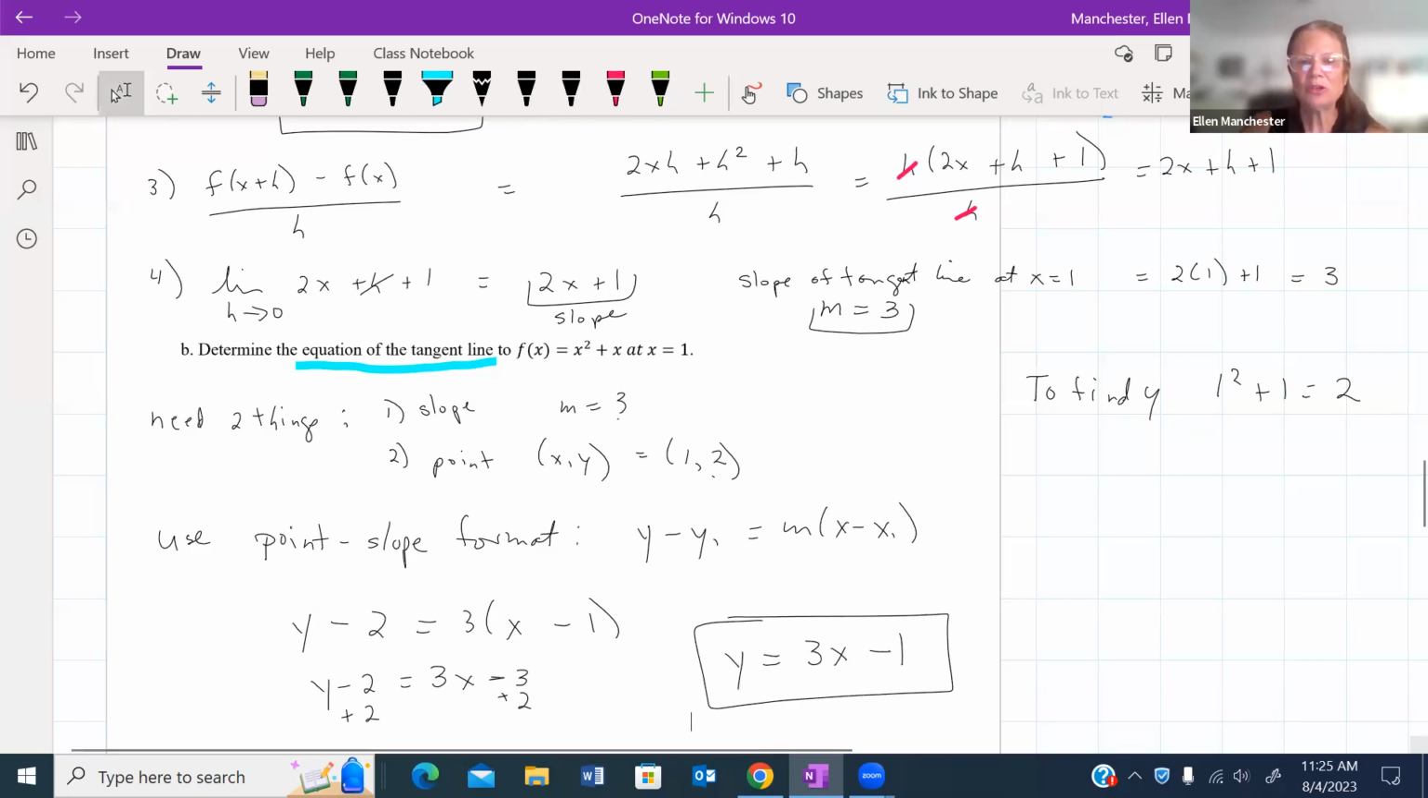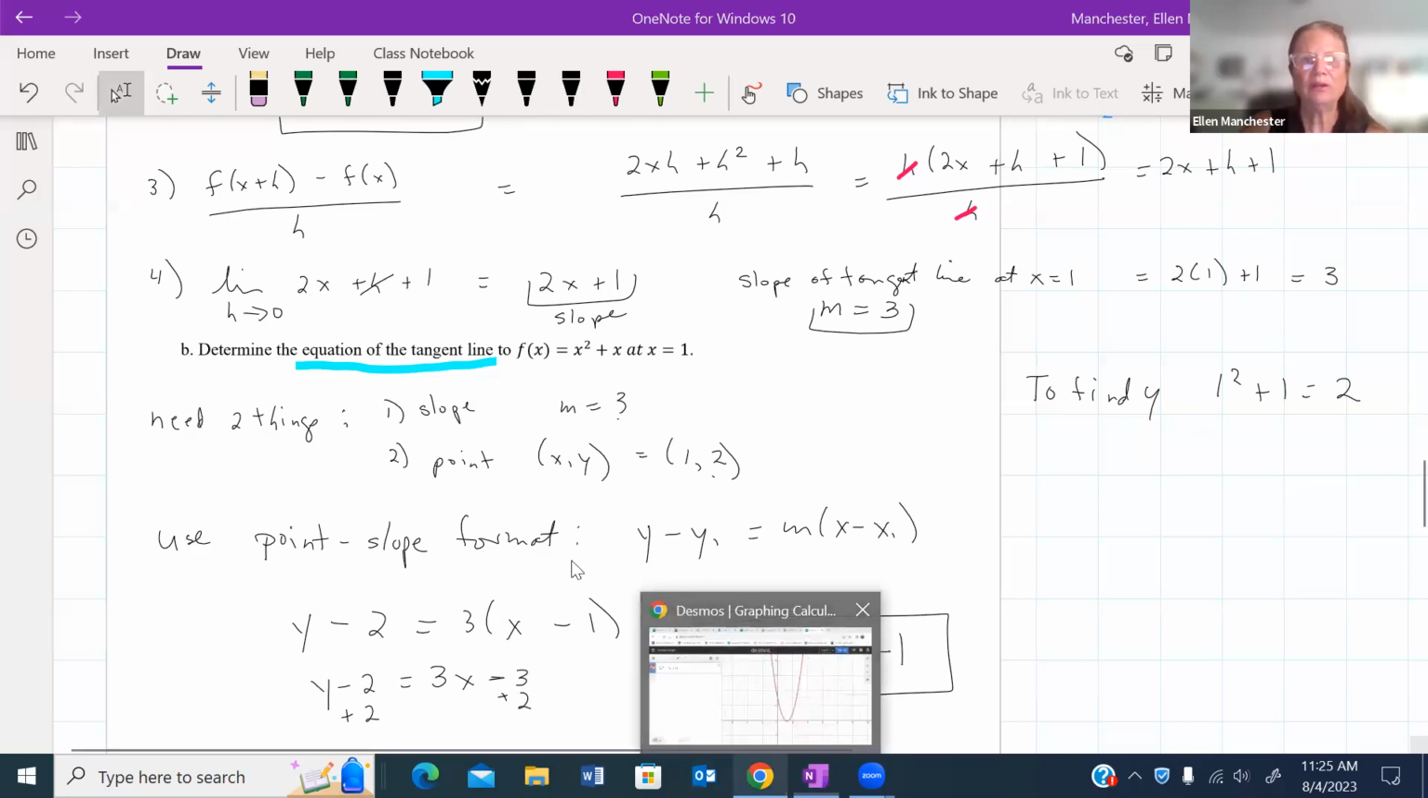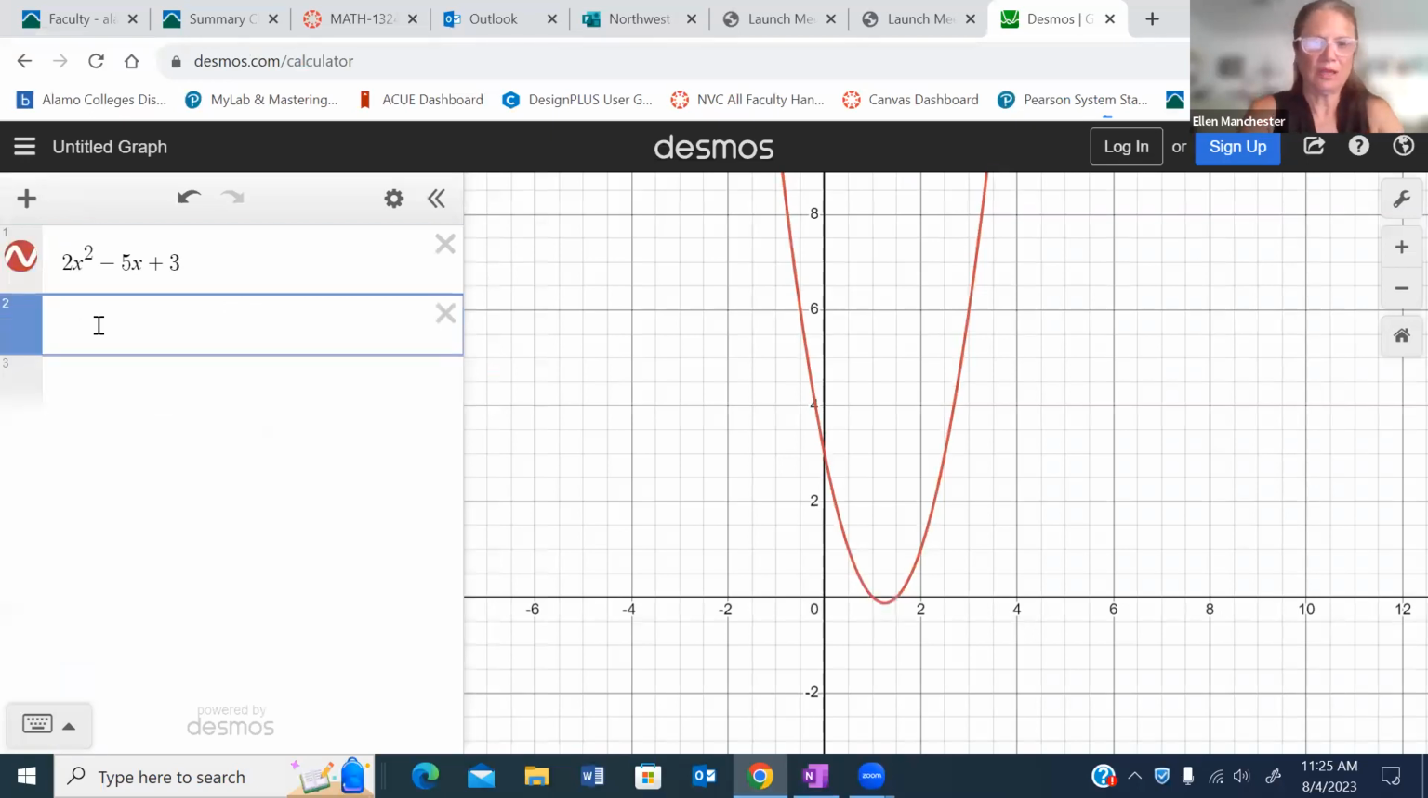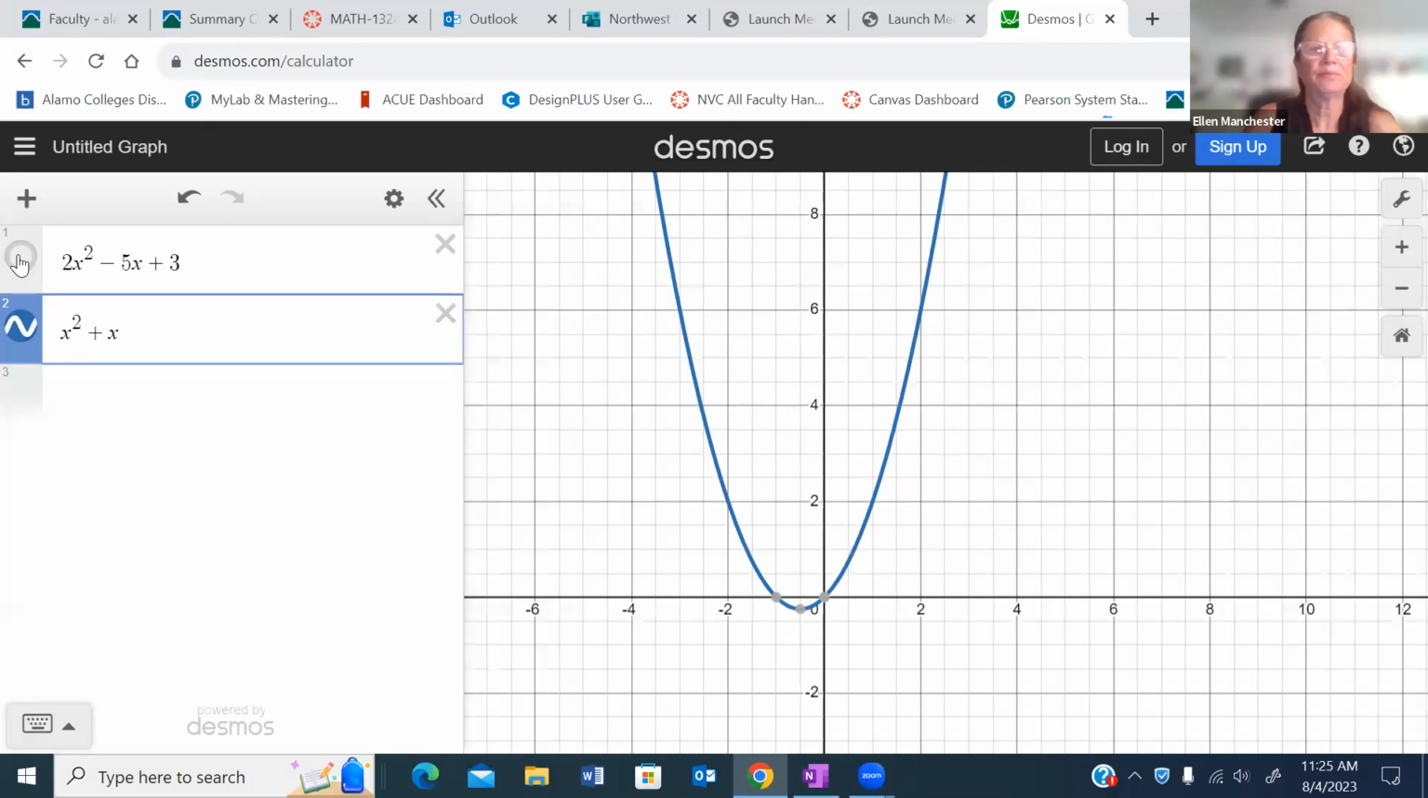Okay, now let me show you on Desmos. So we have x squared plus x. Get rid of this one. Okay, so remember, we wanted to know what's the equation of the tangent line at x is 1. So here x is 1. Here is the point that's tangent at x is 1. We are looking for the equation of this tangent line.